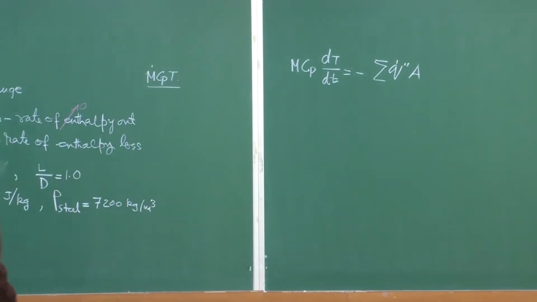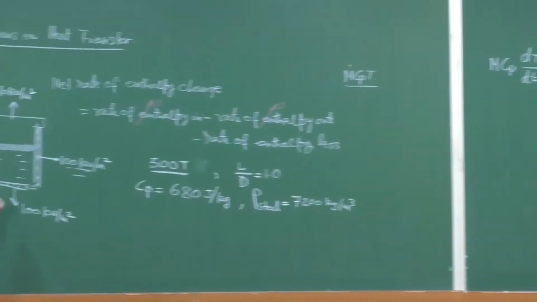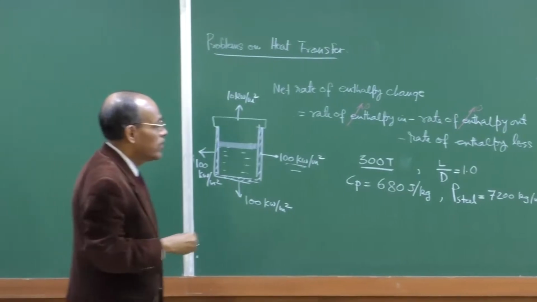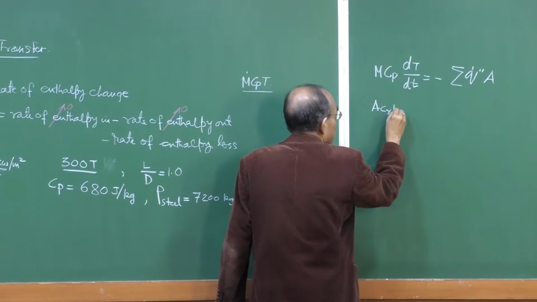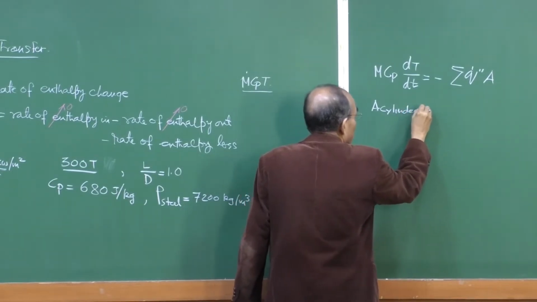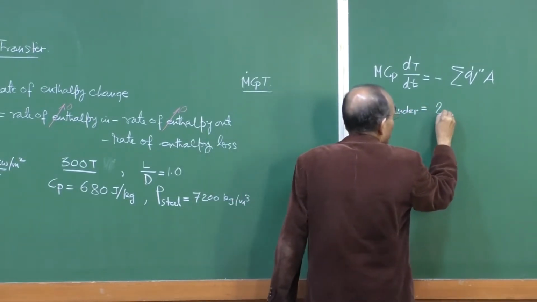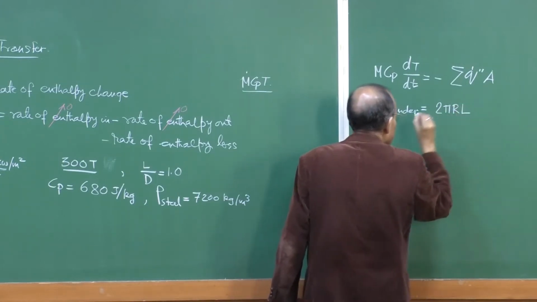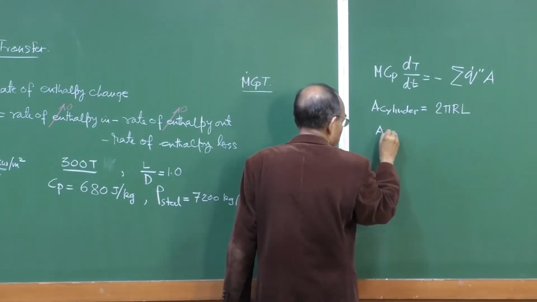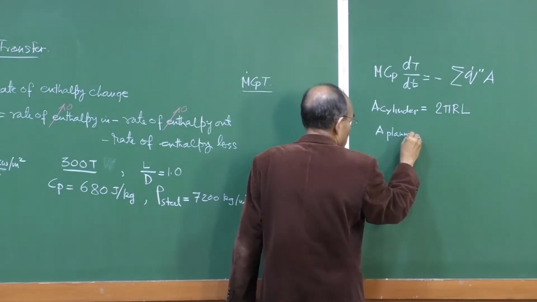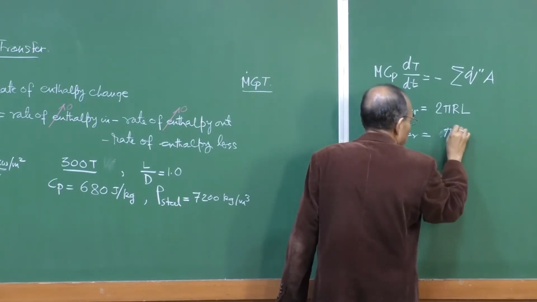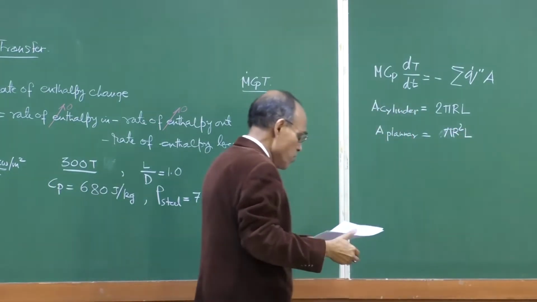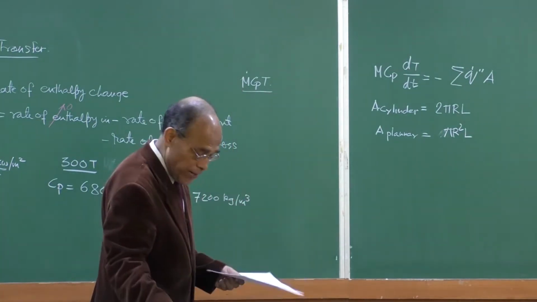So, there are several surfaces. One is the cylindrical surface, the planar bottom surface and the planar top surface. Let us see, a cylinder surface is equal to 2 pi r L. Similarly, a planar surface is equal to pi r square.